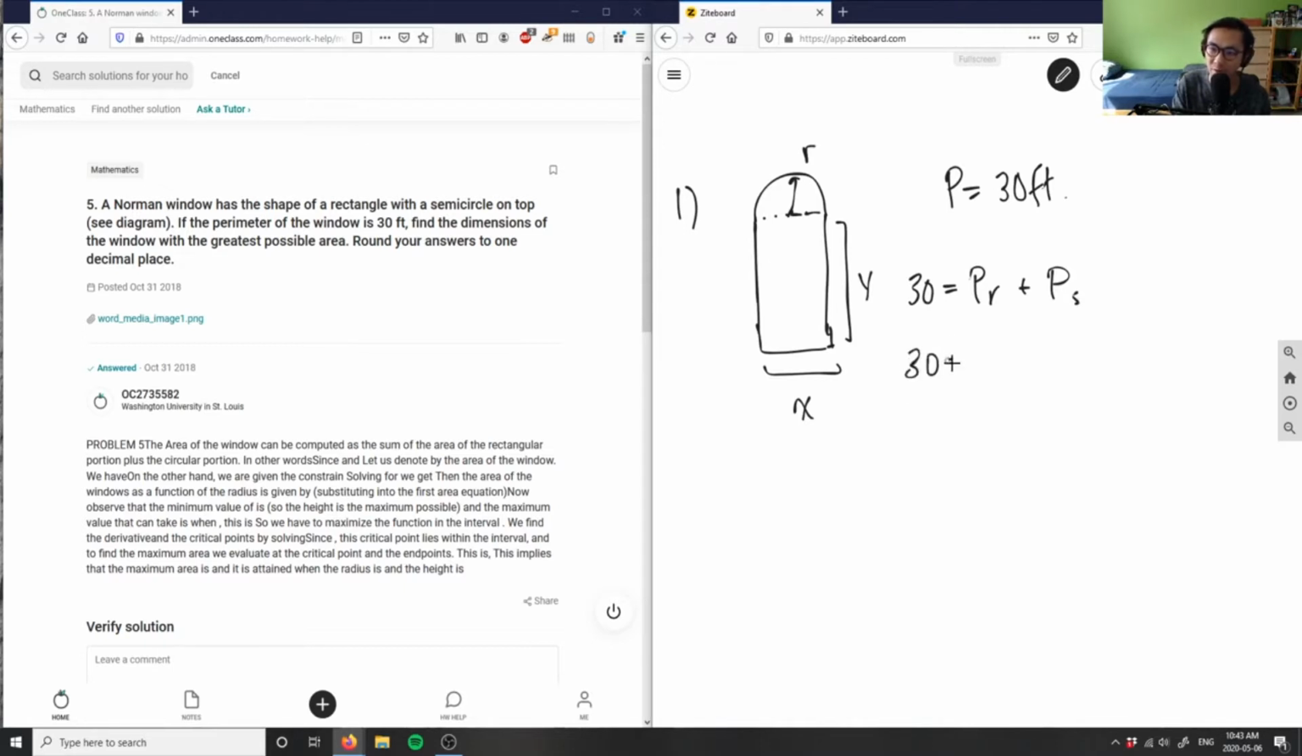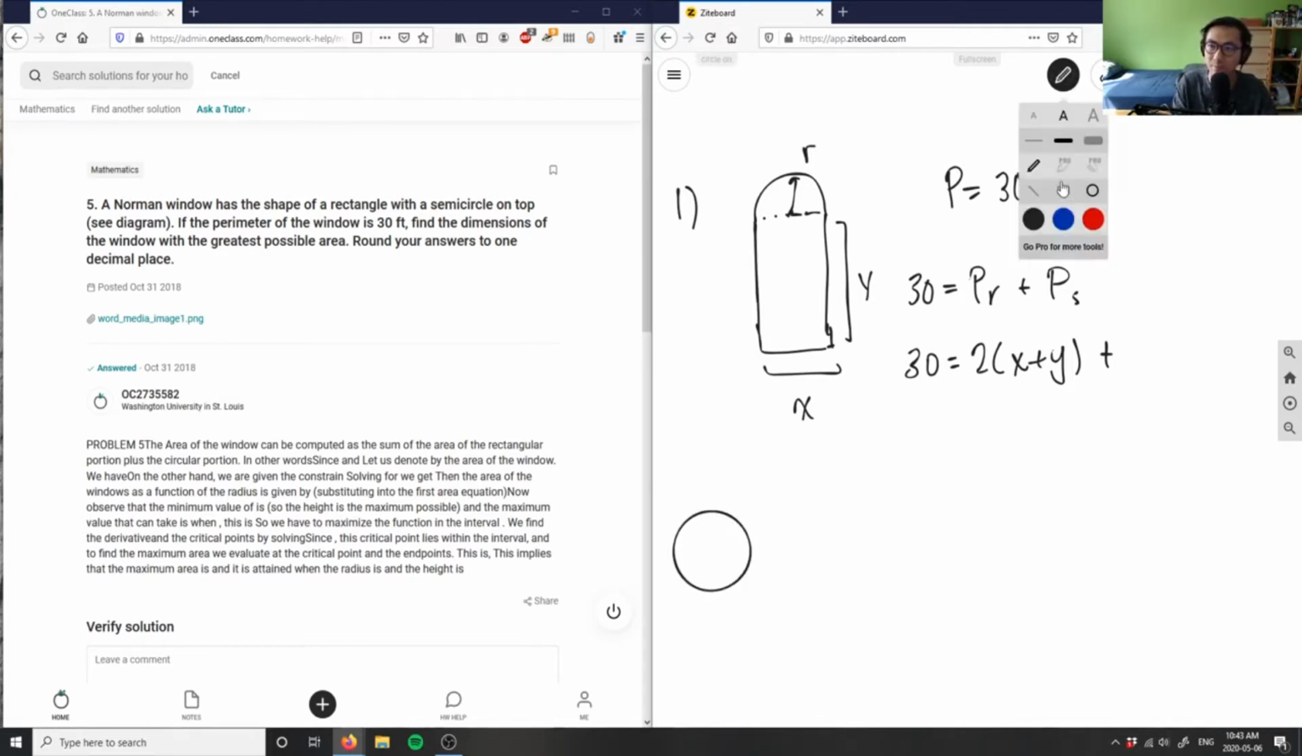So if I have 30 equals the perimeter of my rectangle, what is the formula? Well, I know it's 2 times length times width, or 2 times X times Y here. So this is the perimeter of my rectangle, plus what is the perimeter of my semicircle? This is where it gets tricky, right? Let me pretend I have a full circle actually. A full circle might be a lot easier. This is just a side note here.